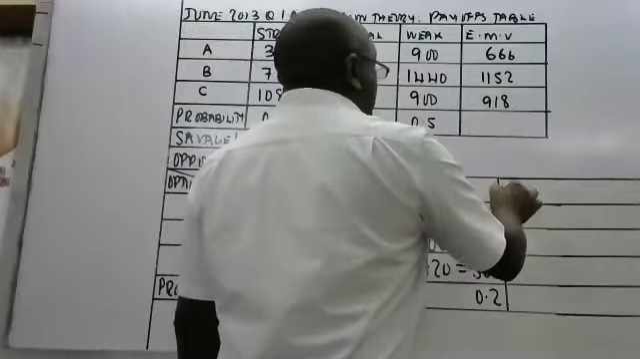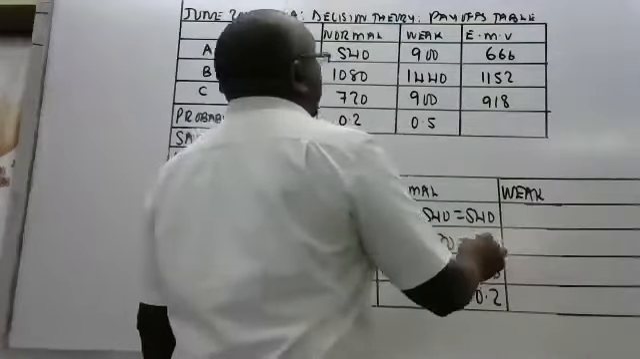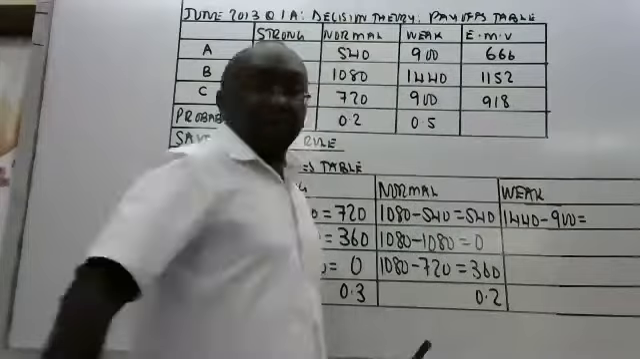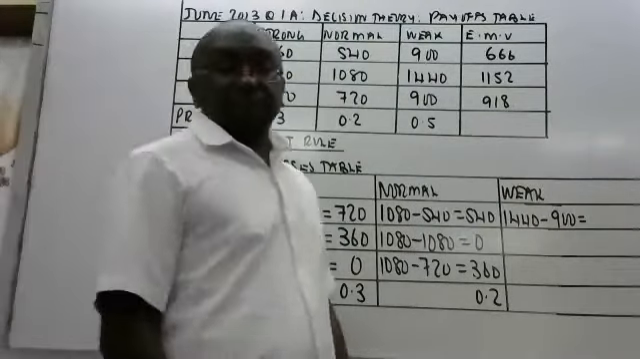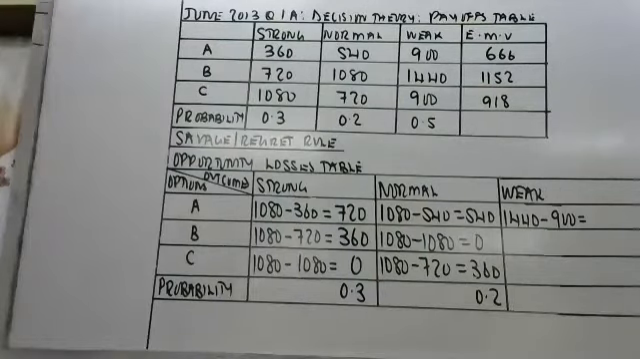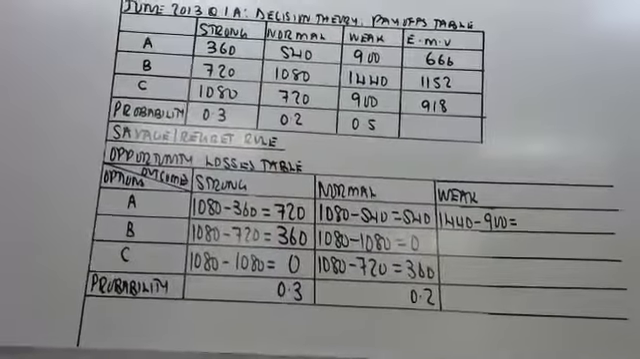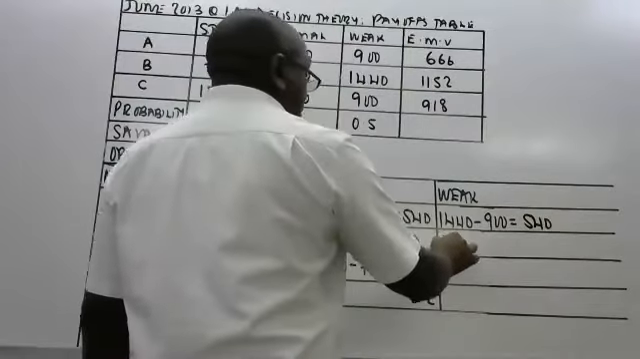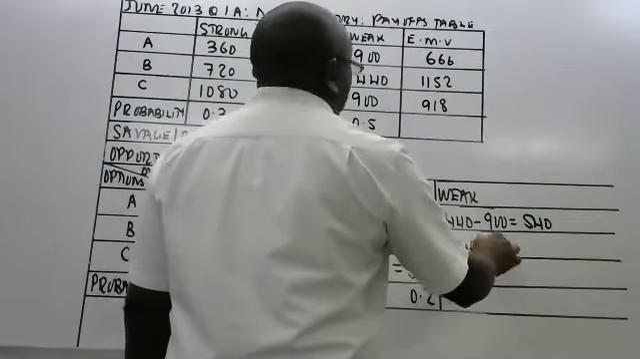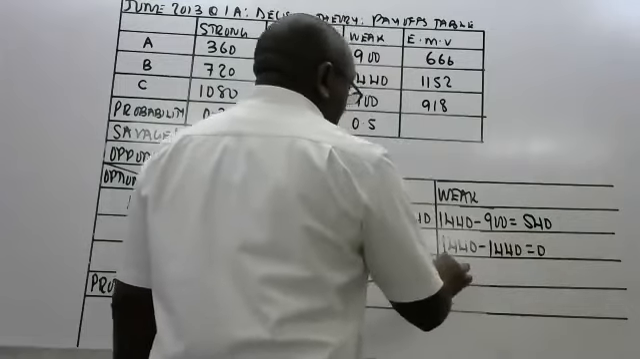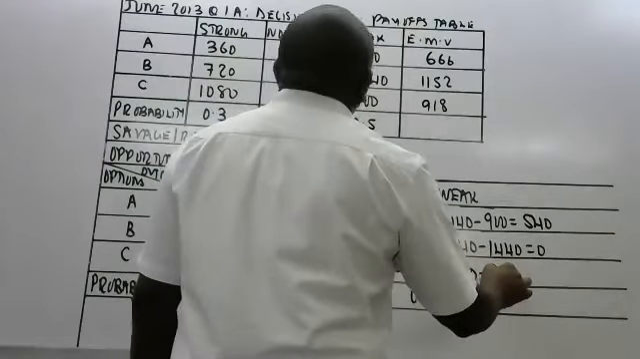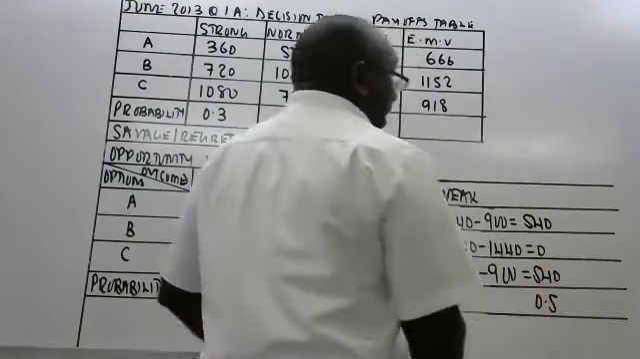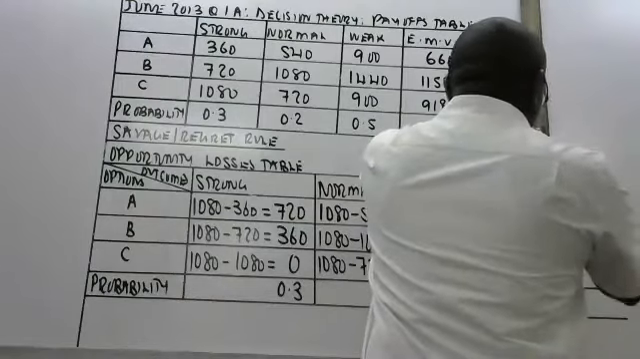The next is weak. The highest is 1440. You minus 900, 1440 minus 900, what do you have? Then 1440 minus 1440, that is 0. Then 1440 minus 900 is 540, and the probability is 0.5.